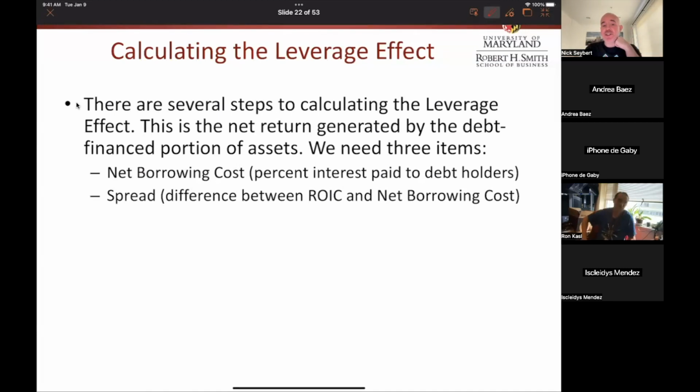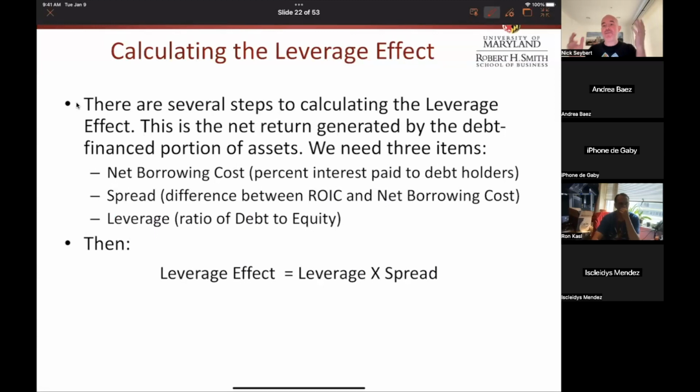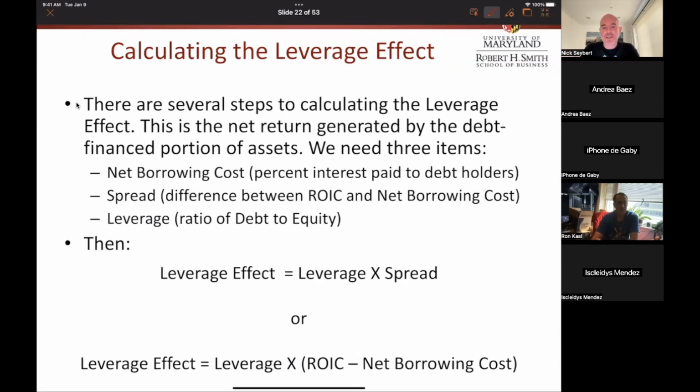Then you calculate the spread. That's the difference between the return on invested capital and the net borrowing cost. So in our simple example here, the return on invested capital was 20%, and the net borrowing cost is 5%. And then finally, you need the leverage ratio. In this case, it's just the debt to equity. How much debt versus how much equity are you using? And so the leverage effect is equal to leverage times spread, or equivalently, leverage times ROIC minus net borrowing cost, because the spread is just the difference between ROIC and net borrowing cost.